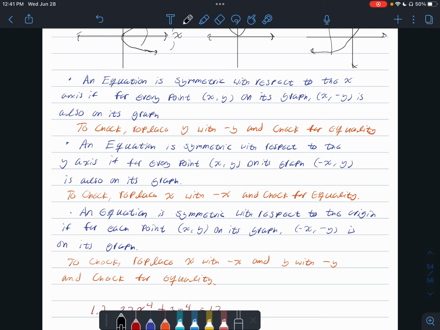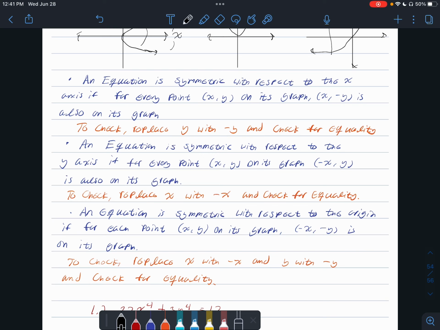So if we want to check this given some equation, all we have to do is replace y with a negative y, and see if we can get it back into the original form that the equation was given. If we can get it back and it looks identical to the original equation, then we know that it is symmetric across the x-axis. An equation is symmetric with respect to the y-axis if for every point (x, y) on its graph, (negative x, y) is also on its graph.